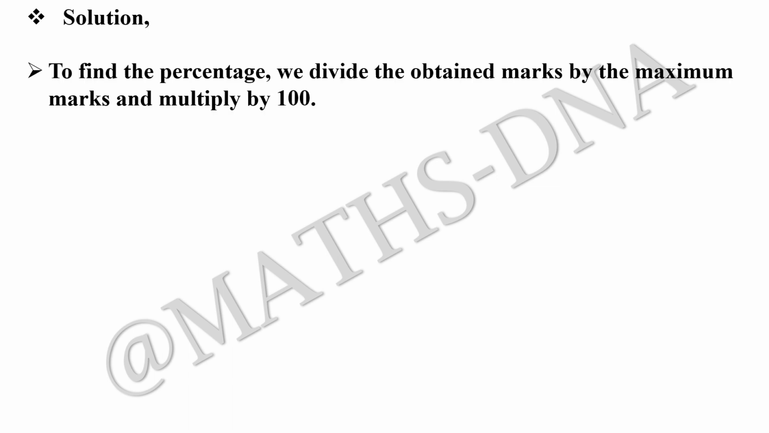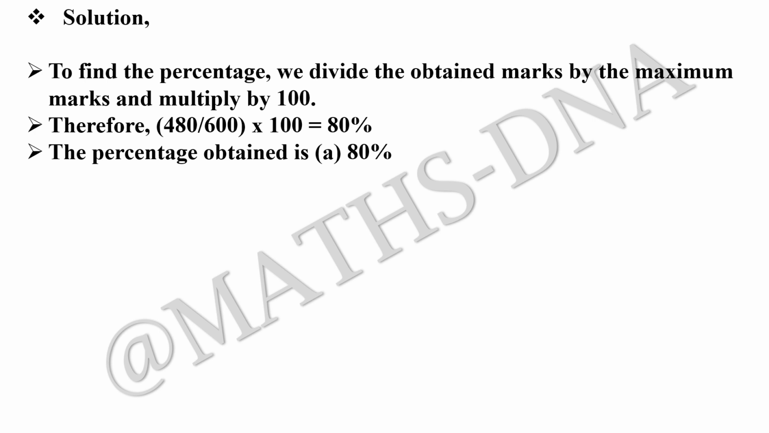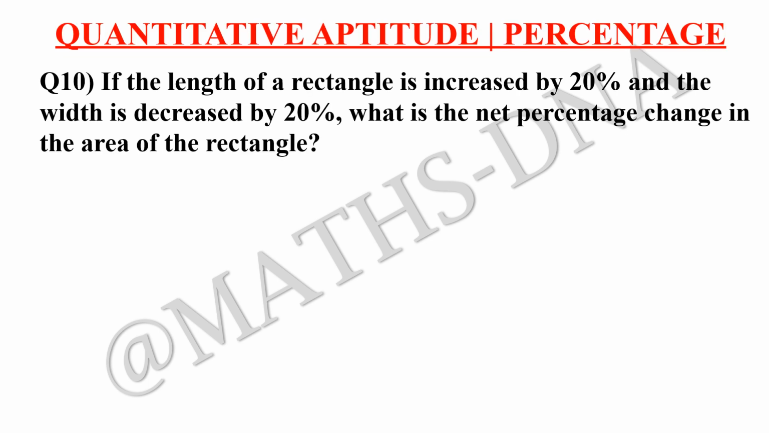Again, using the standard formula, we divide the obtained marks by the maximum marks and then multiply it by 100. 480 upon 600 into 100, that will be 80%. Option A. Now moving on to the last question of this video. If the length of a rectangle is increased by 20% and the width is decreased by 20%, what is the net percentage change in the area of the rectangle?